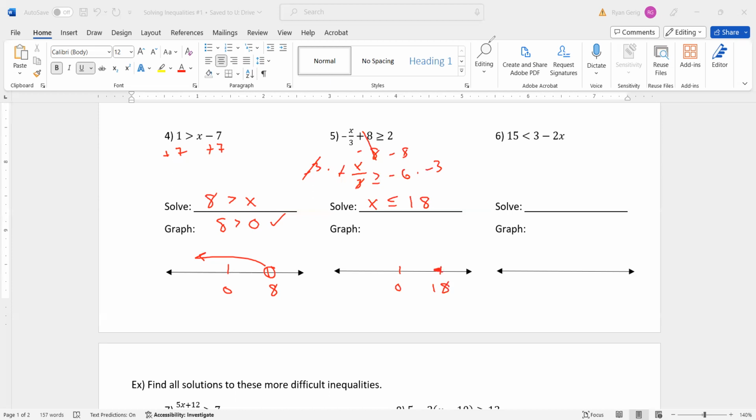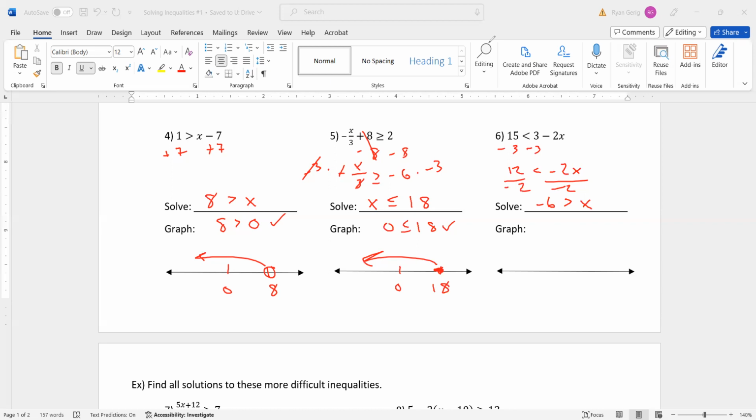Open or closed circle here? Because 0 is less than or equal to 18, that's true, so I'm going to shade towards 0 again. Last one here on the front, minus 3. I get 12 is less than negative 2x. Divide by negative 2, I get negative 6. The sign does flip, and I get x.